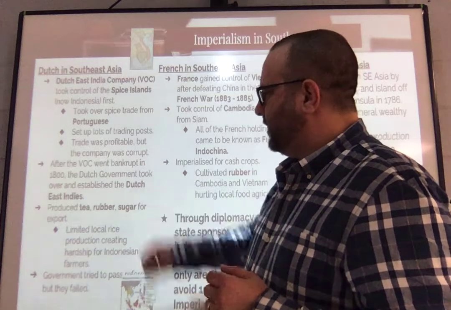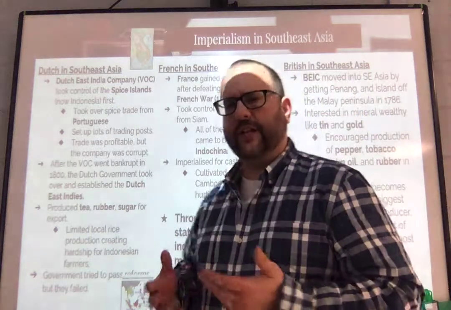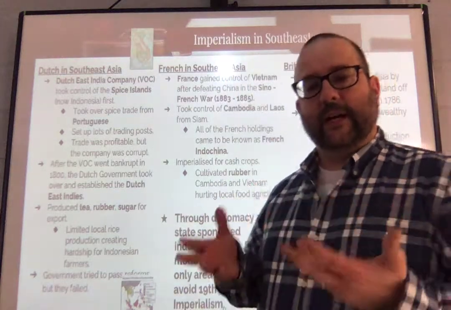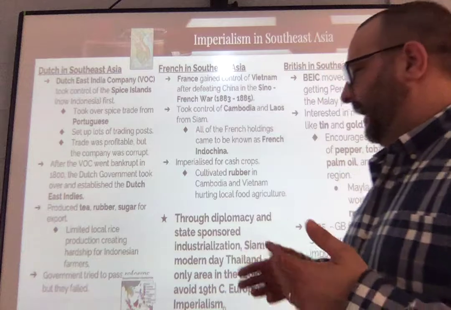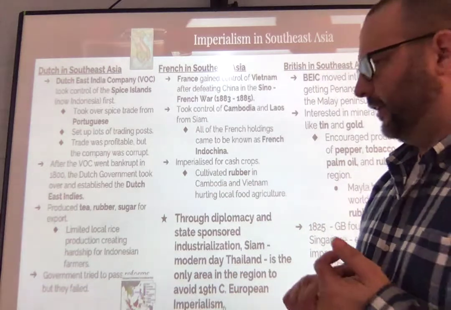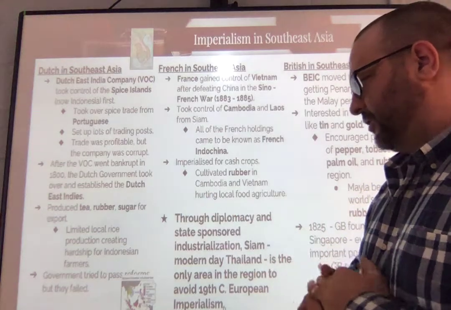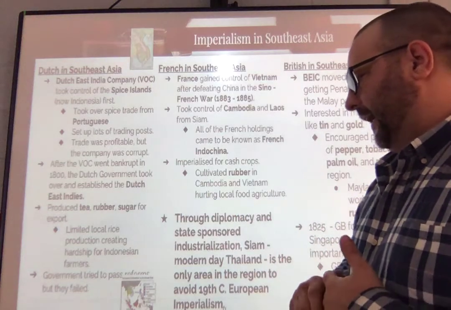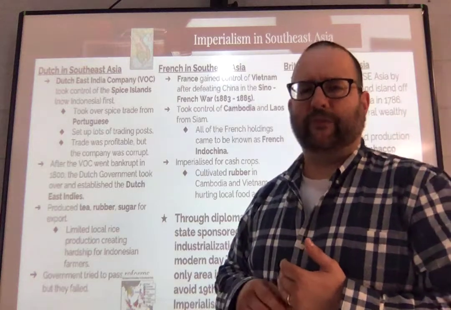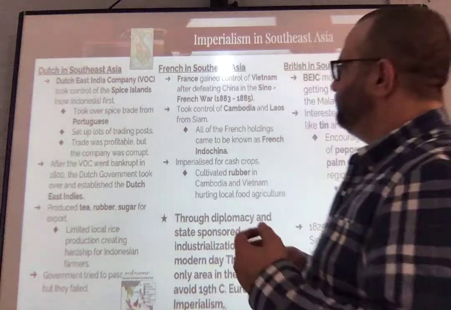The trade is profitable, but the company is corrupt. And after the Dutch East India Company goes bankrupt, the Dutch government took over and established the Dutch East Indies, which I mentioned earlier is Indonesia. And they will produce tea, rubber, sugar for export, and coffee. I don't know why I left that off of there. Goodness gracious. Limited local rice production, creating hardship for Indonesian farmers. The government is trying to pass reforms, but they failed. Again, the almighty dollar is just outweighing everything else.